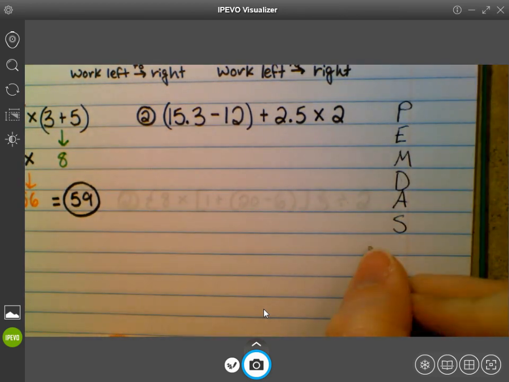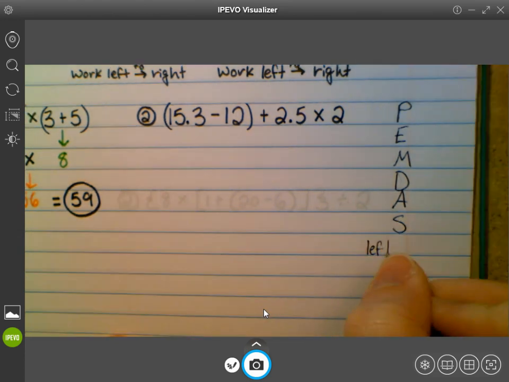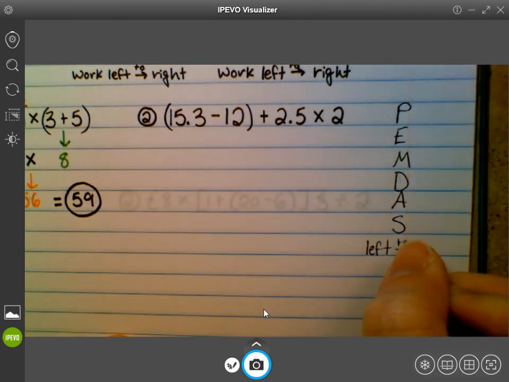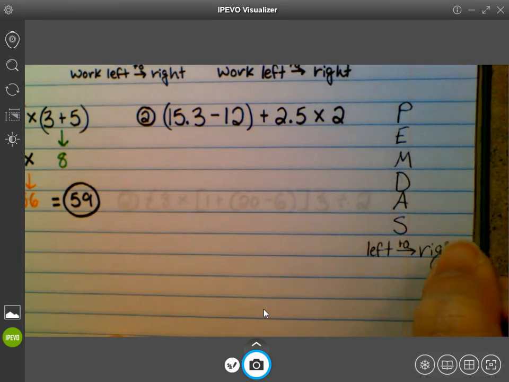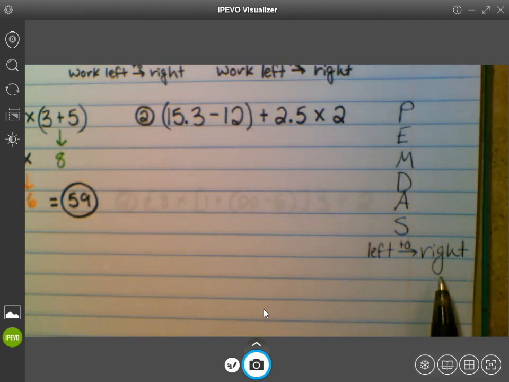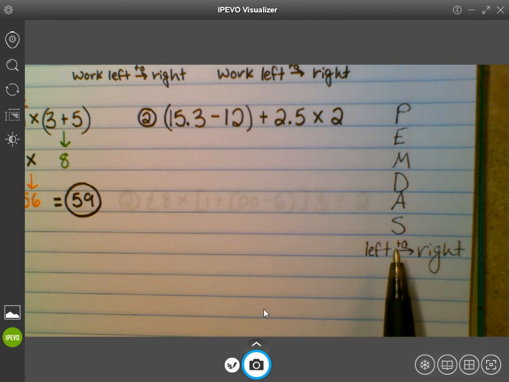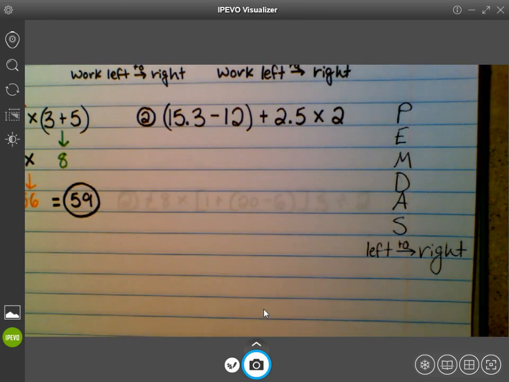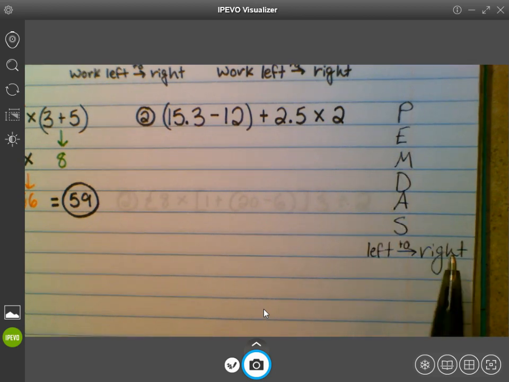And then you know what else I'm going to write? I'm going to write left to right. Is there any rule that says you can't write that down on your homework or a test? No. This is not cheating. This is remembering an acronym that will help you be successful and help you succeed. So PEMDAS, left to right.